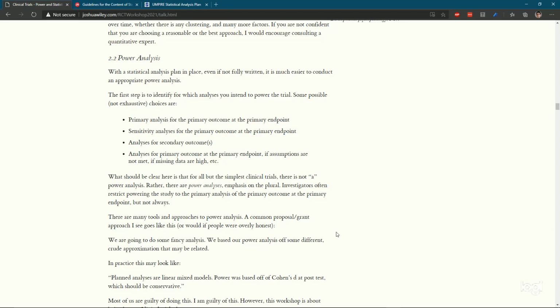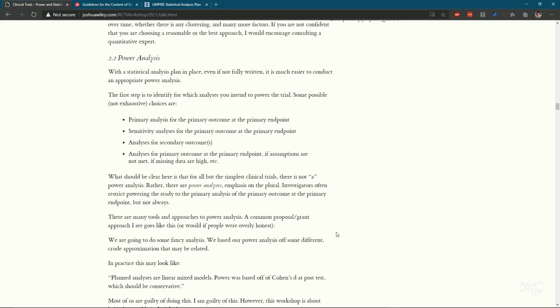So let's move on now. Let's talk about power analysis. So once you have a statistical analysis plan, an SAP, in place, even if it's not fully written, even if it's just those key sections that I talked about outlined in your head, now you can move on and design an appropriate power analysis. It's much easier to design an appropriate power analysis when you know exactly what your actual final analysis is going to look like. The first step is to identify which analyses you intend to power the trial for.